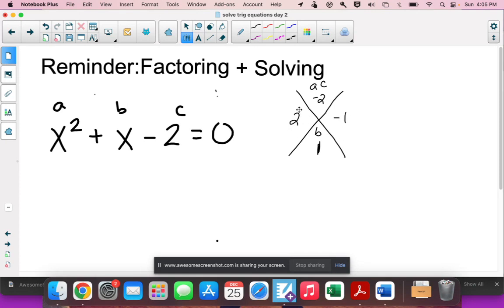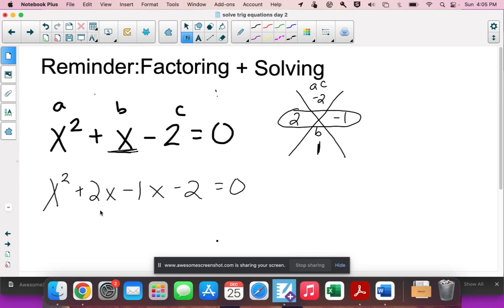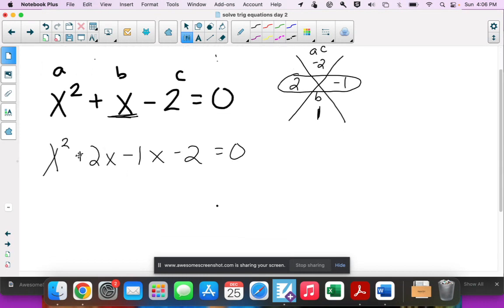Okay, so what we do is we take those two numbers and we split the middle term into those two numbers. So what you end up with is x squared plus 2x minus 1x minus 2 equals 0. Okay, and then from there, again, there's two options depending on what you were taught when you were factoring. You have what's called the grouping method, where you would group the first two terms and the last two terms, and then you would take the GCF out of each one.